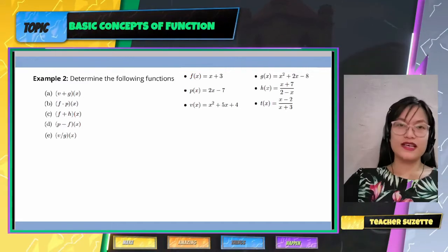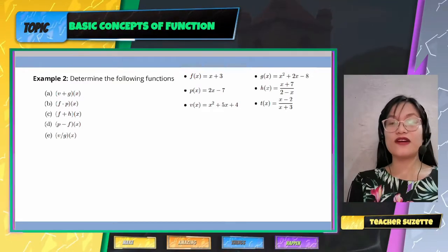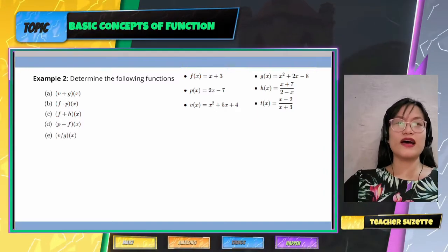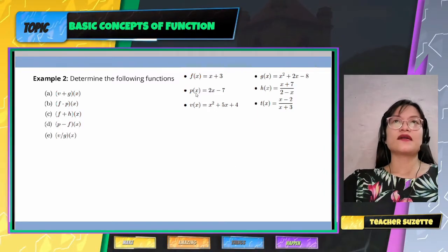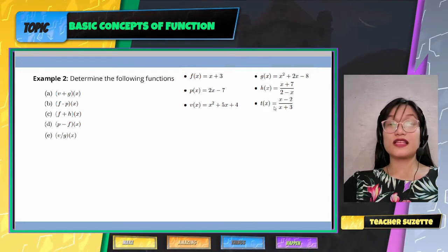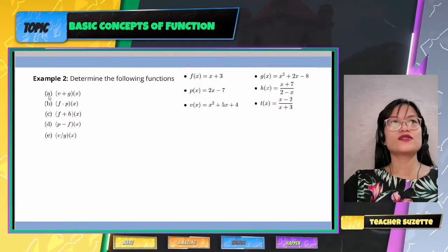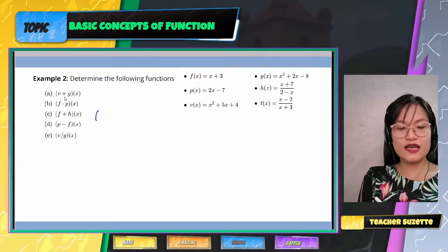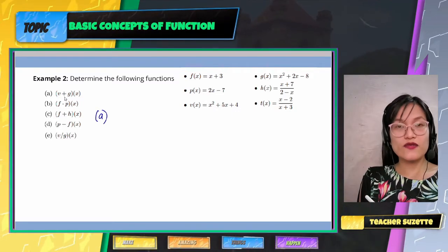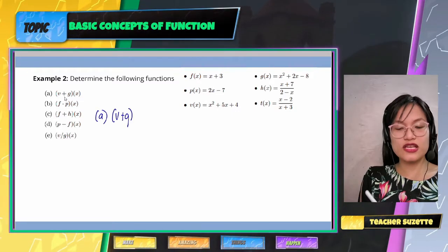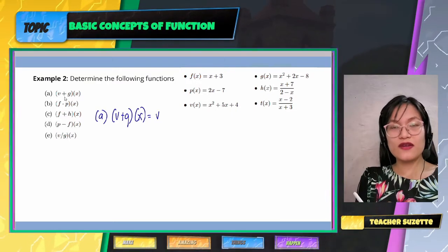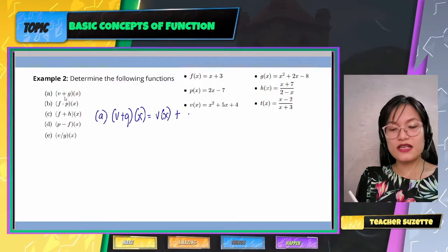Let's have this example. Let's determine the following functions from A to E, given that we have f of x, p of x, b of x, g of x, h of x, and t of x functions. So let's proceed with our first example, which we need to solve, which is v plus g of x. By the definition, that would be v of x plus g of x.